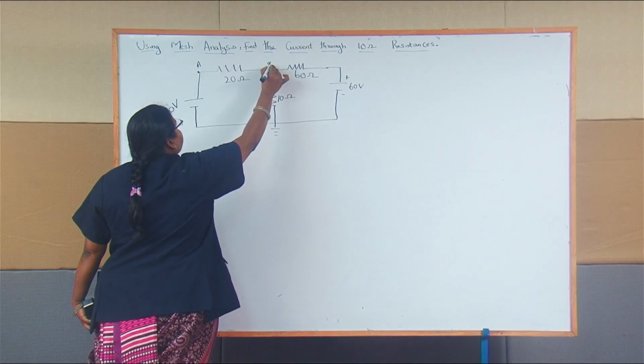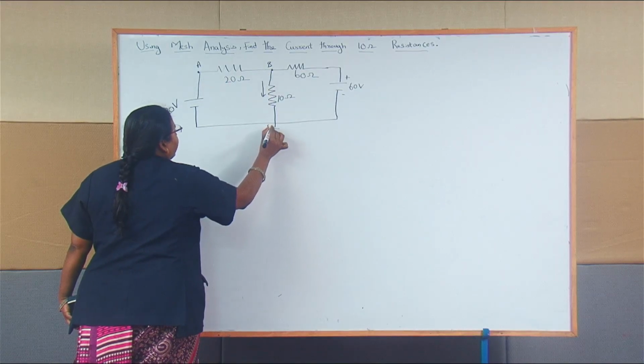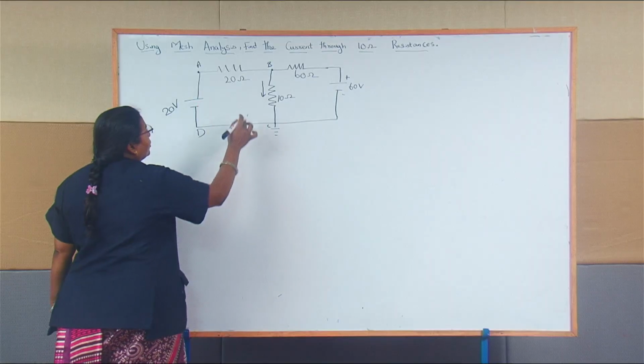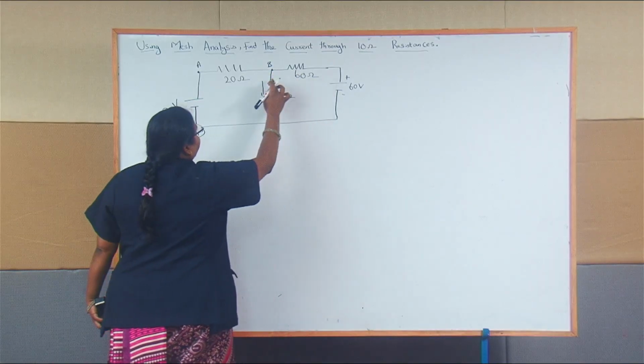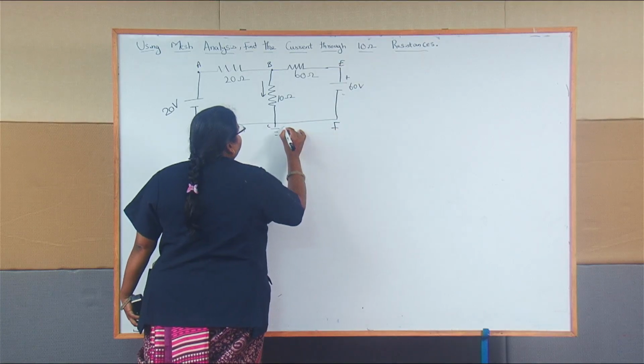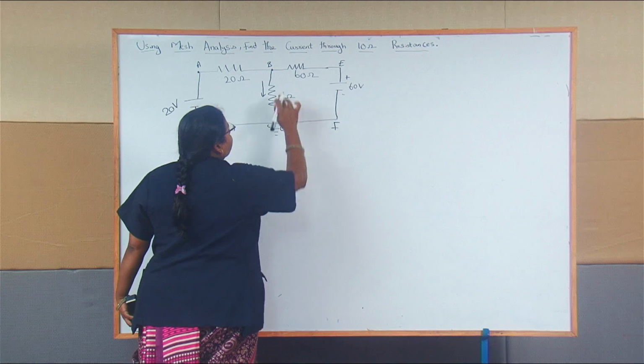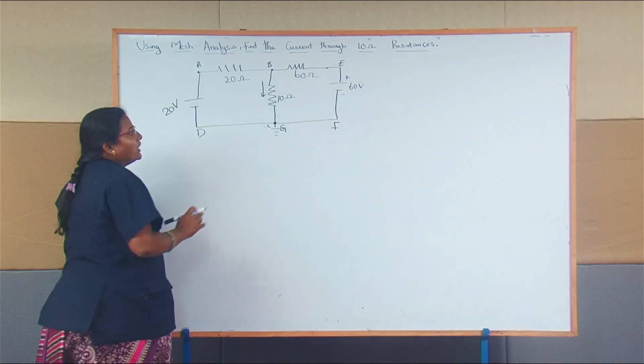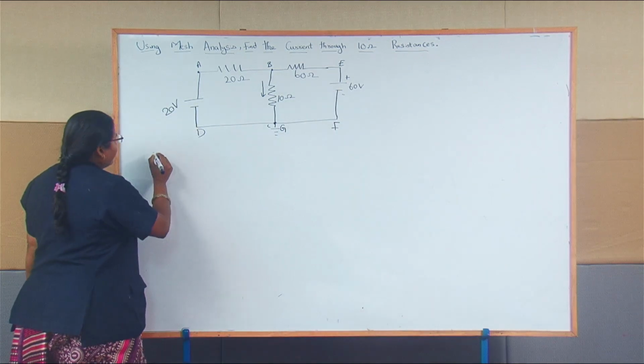So I am going to consider A, B, C, D. This is one loop. Again, here I am going to consider B, E, F, G. This is another loop. So totally there are 2 loops in the circuit.